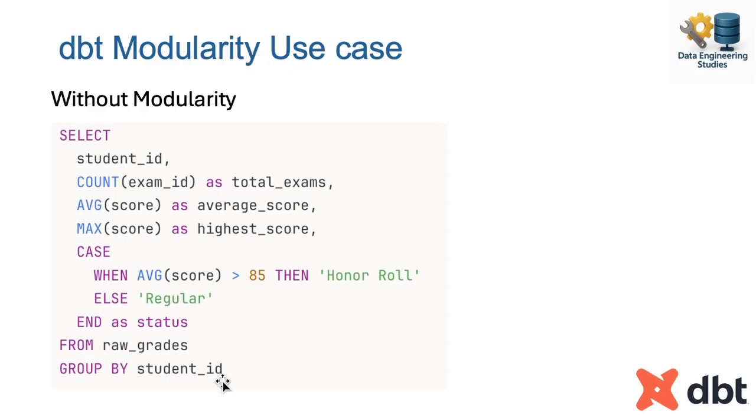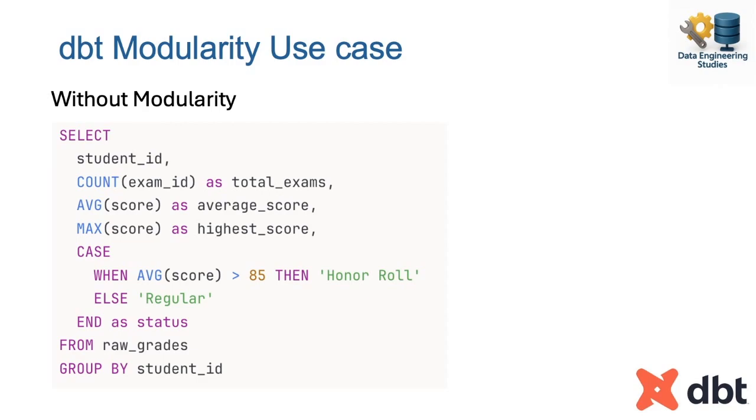But here is the problem. Everything is jammed into one query. The aggregation, the calculation, and the business logic, all mixed together. And we cannot reuse parts of it. This is exactly why we need modularity. Let's see how dbt fixes this issue.